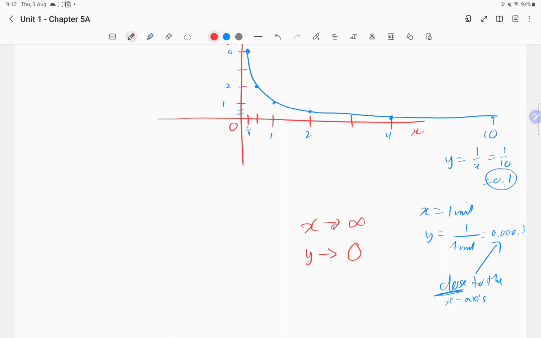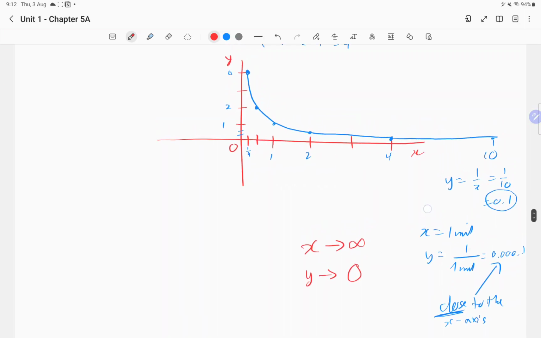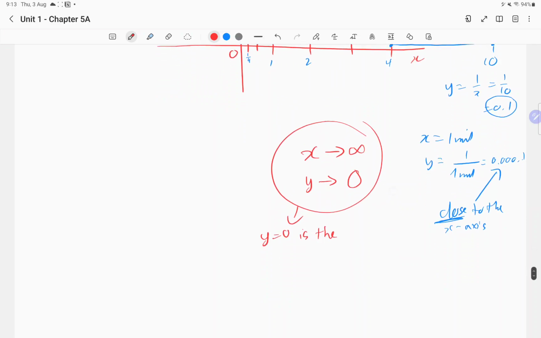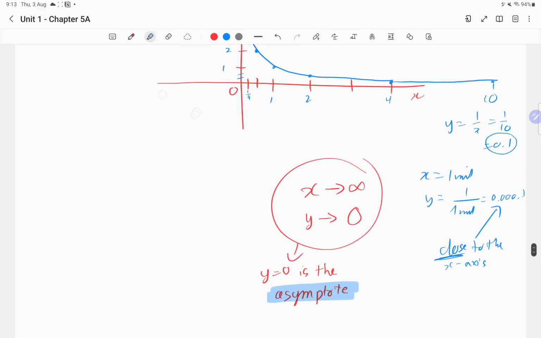Note that this is not equal to 0, because x can't be infinity. There's no such thing as equal to infinity. So then y would get closer and closer to 0. Now this means that y equals 0 is the asymptote. Okay, the first time you see the concept of an asymptote. An asymptote is the line that the graph approaches as x tends towards infinity in this case.